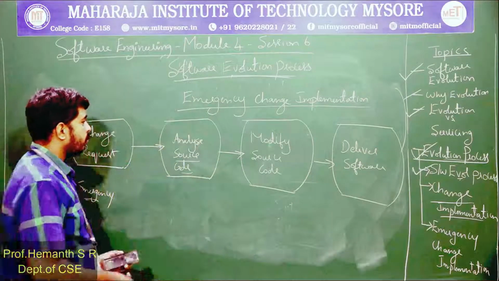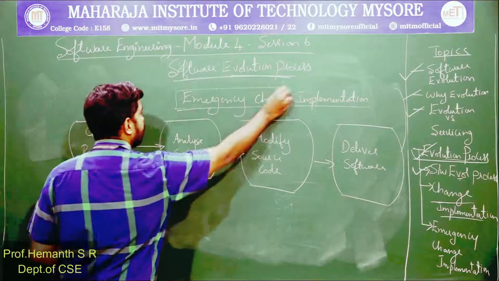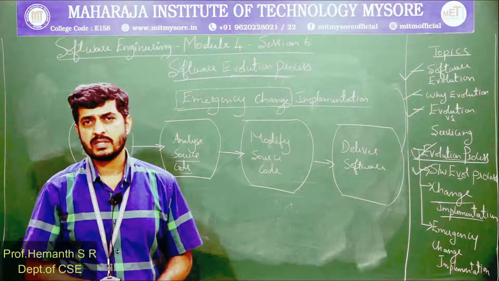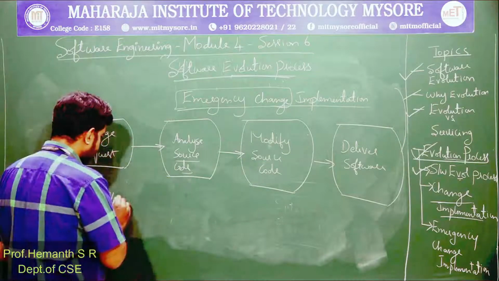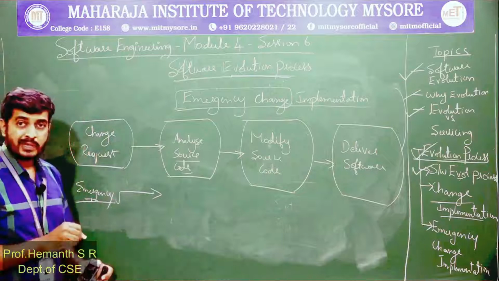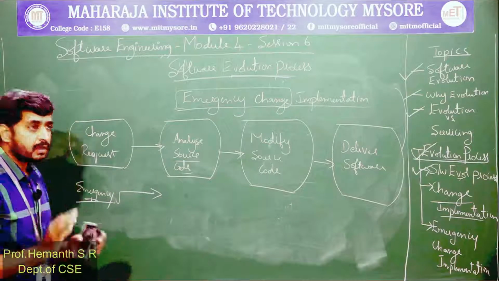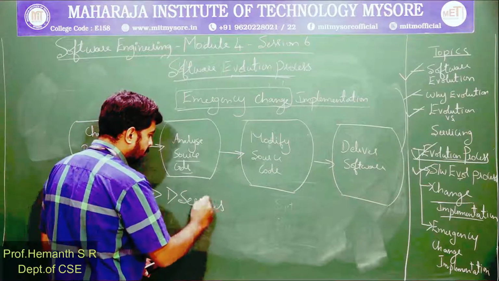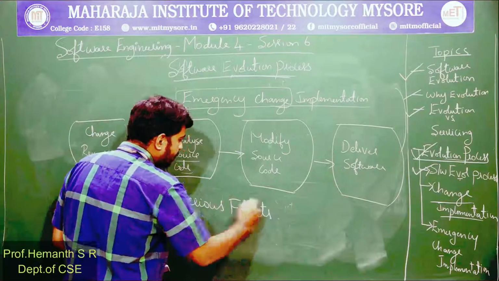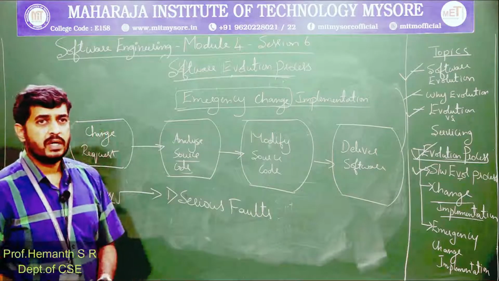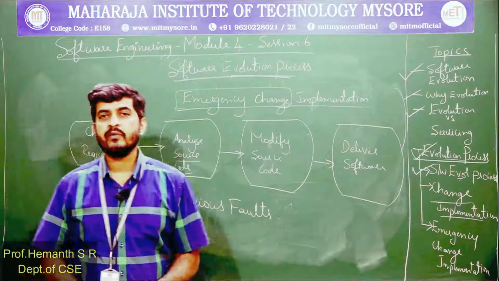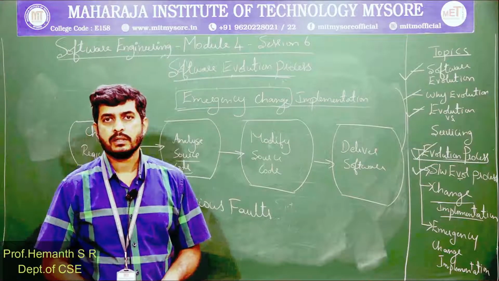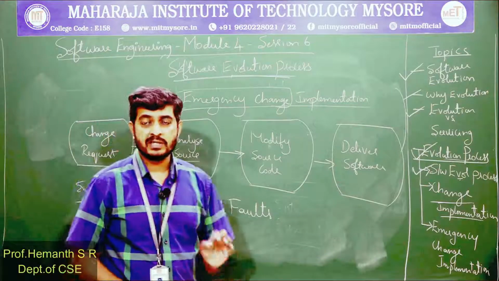So now, what are the reasons because of which emergency changes may be requested? Are there any specific reasons? Yes, so now we are trying to understand why an emergency change request may arise. One of the reasons may be serious faults in the software that need to be repaired immediately, without which the required features or functions cannot be used by the client. So serious faults should be addressed immediately.